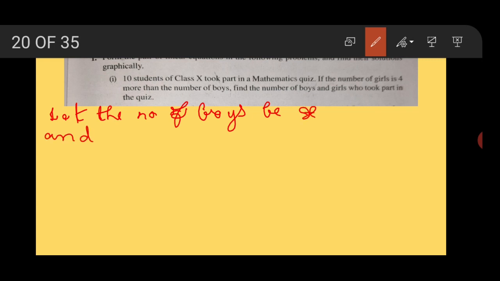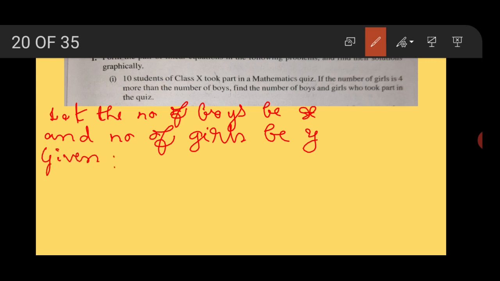So, let us write down, let the number of boys be x and the number of girls be y. What is given according to the problem? Boys plus girls together equal to 10. Total is equal to 10.